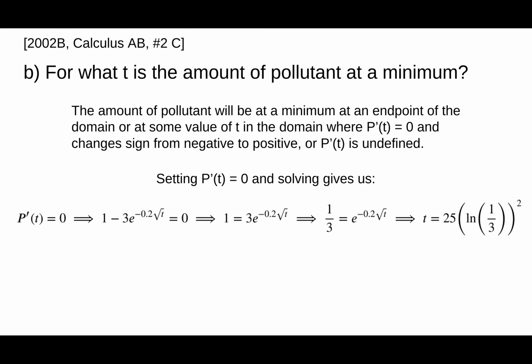All right, so if we want p prime of t to equal 0, that means we want 1 minus 3e to the negative 0.2 square root of t equal to 0. So 1 would have to equal 3 times e to the negative 0.2 square root t, which means 1/3 is equal to e to the negative 0.2 square root t, which means t is 25 times the natural logarithm of 1/3 squared. Because this is a logarithm, you can use log properties to write this in a number of ways.